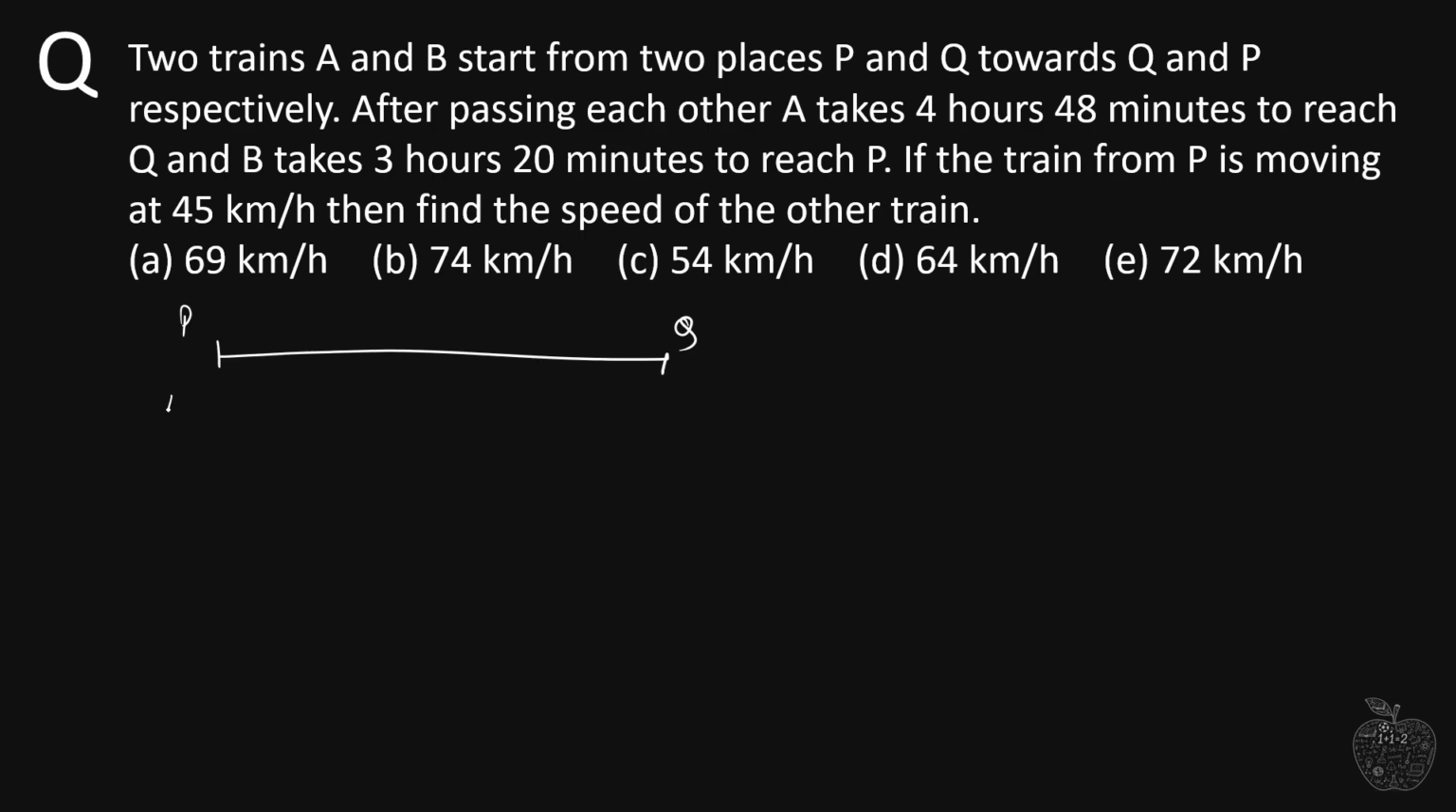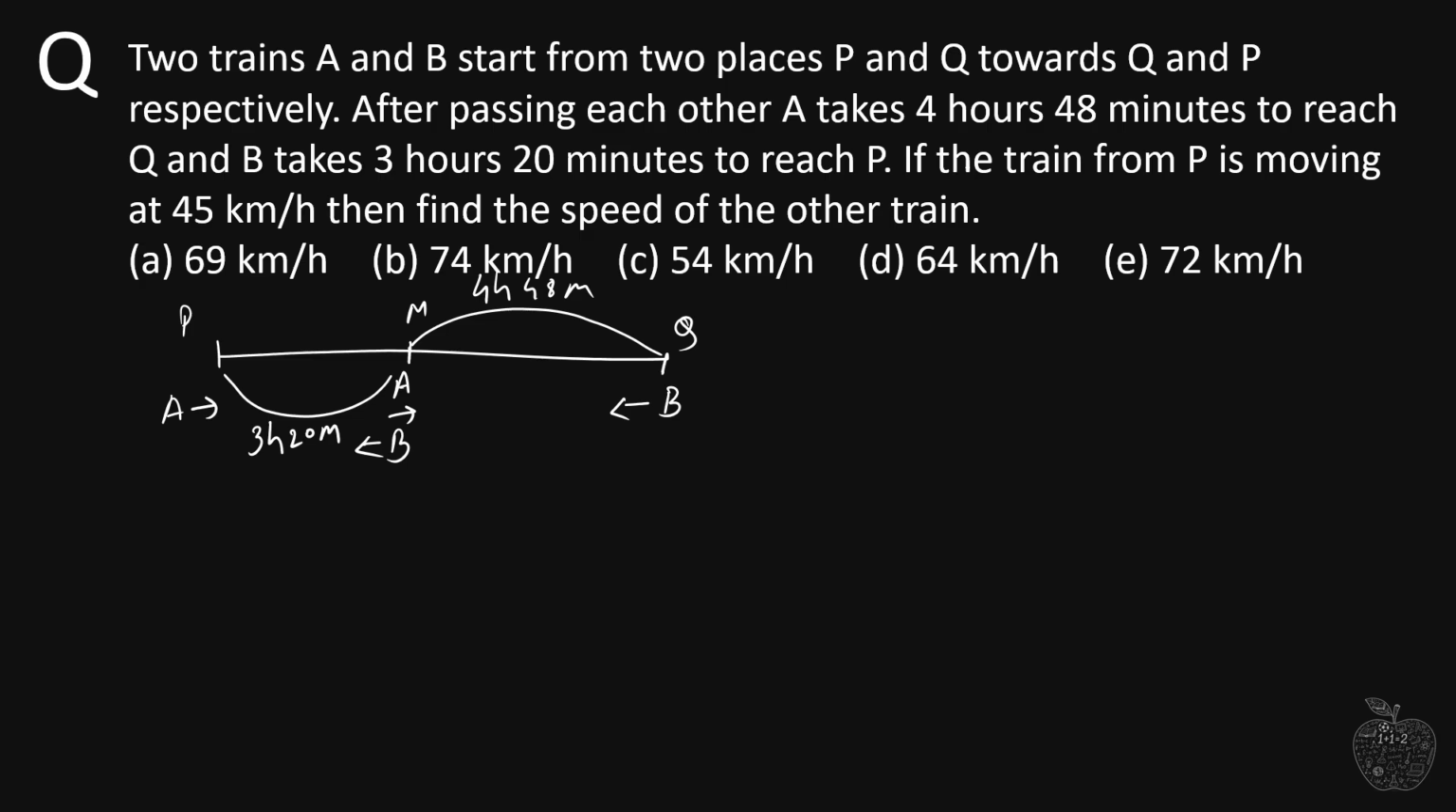Okay, so the question is telling me that there are two places P and Q, and there are two trains A and B. Train A is moving from P towards Q and train B is moving from Q towards P. Let's say they meet each other and cross at point M. After crossing each other, train A takes 4 hours 48 minutes to reach Q from M, and B takes 3 hours 20 minutes to reach P from point M.